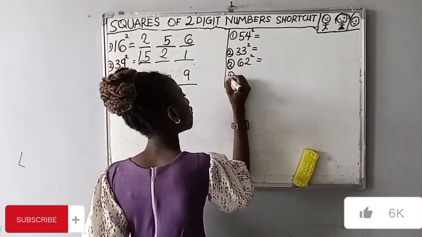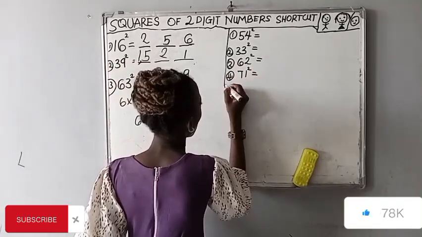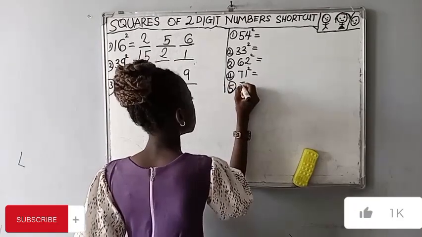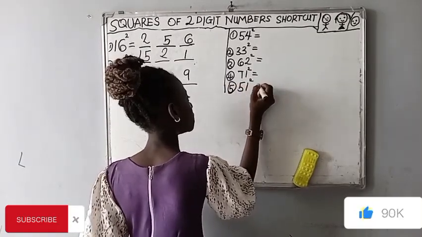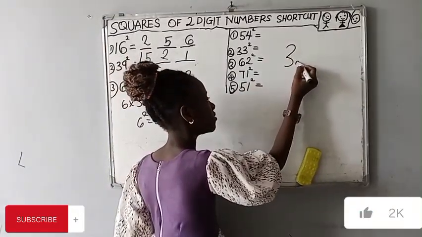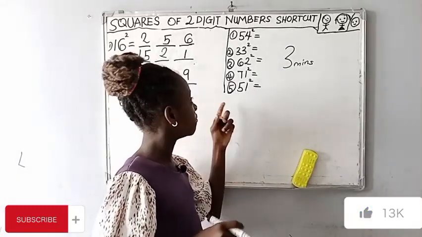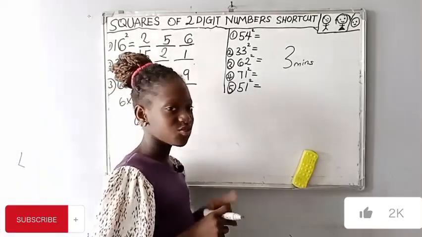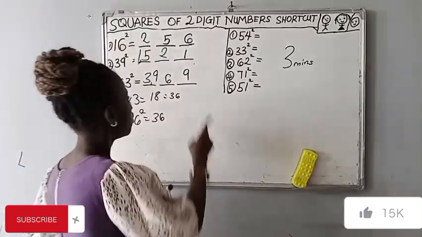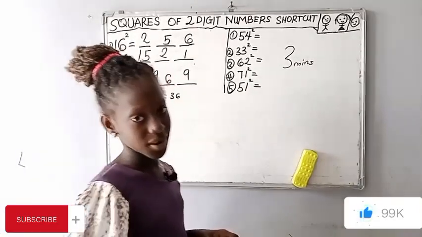Number 4, find 71 squared. And then number 5, find 51 squared. Now, solve this all in just 3 minutes. Make sure you don't use a calculator to solve this, or else that means you didn't understand. So use the normal way using these examples to solve this. I'll be back in the next 3 minutes.